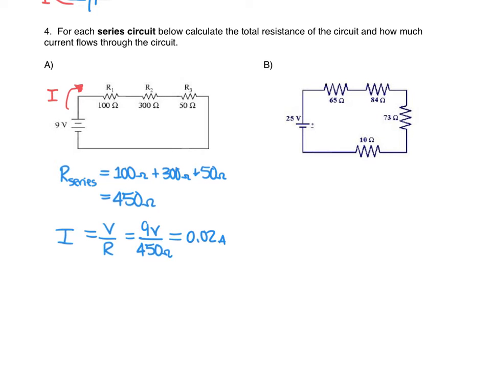All right, same thing for B, except we have 4 resistors. 1, 2, 3, 4. And our current's going to flow from high voltage, the longer line, around to the shorter line there, from high to low volts.